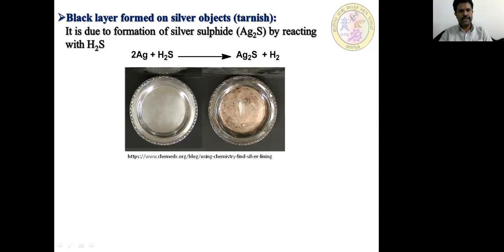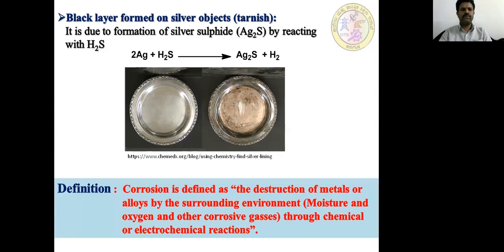So if we look at these examples, when the metal is exposed to the corrosive atmosphere which contains moisture, air, or any other corrosive gases, the final result is the metal will lose its strength. So hence it may destroy itself. So then what is the definition for corrosion?